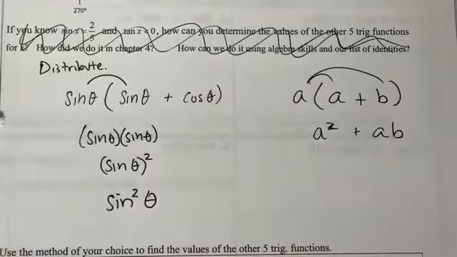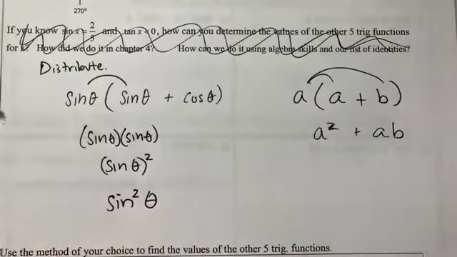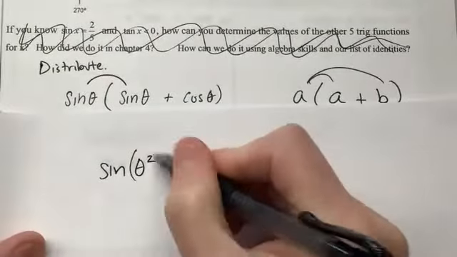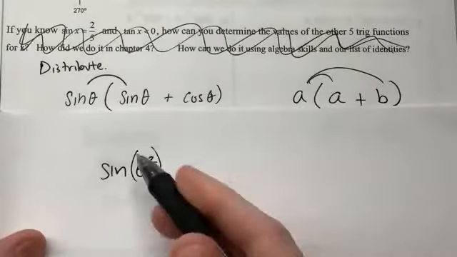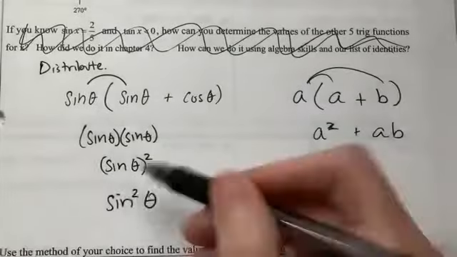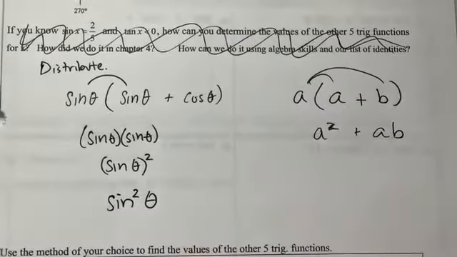It's different than if the theta was squared. If you ever saw this, you won't see this much, but if you ever saw this like that, that means that just this angle is being squared, and then you're going to take the sine of it. So that means something different. You'll barely ever see that. But if you see this, it means the whole thing is being multiplied by itself.